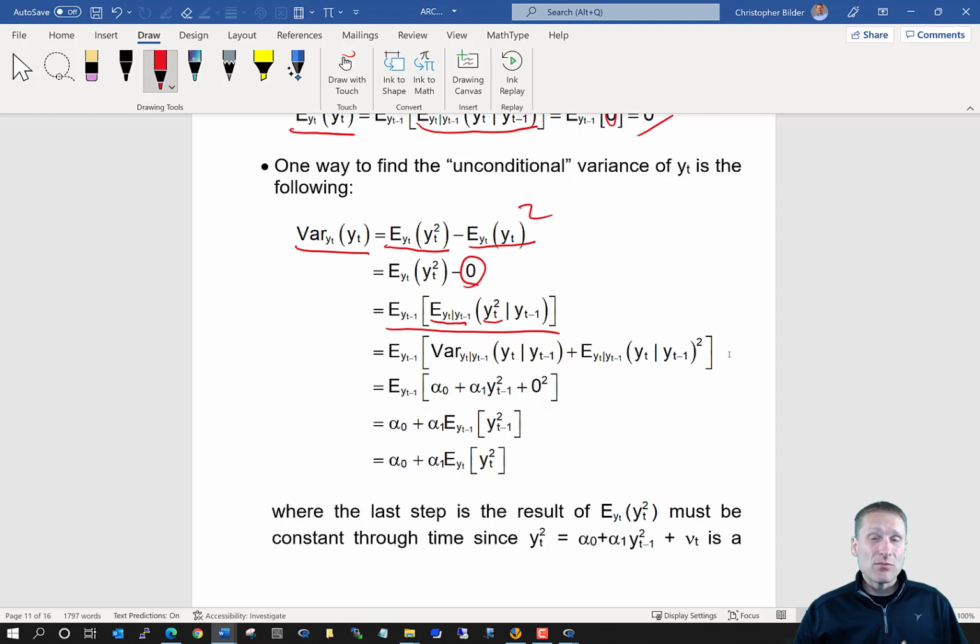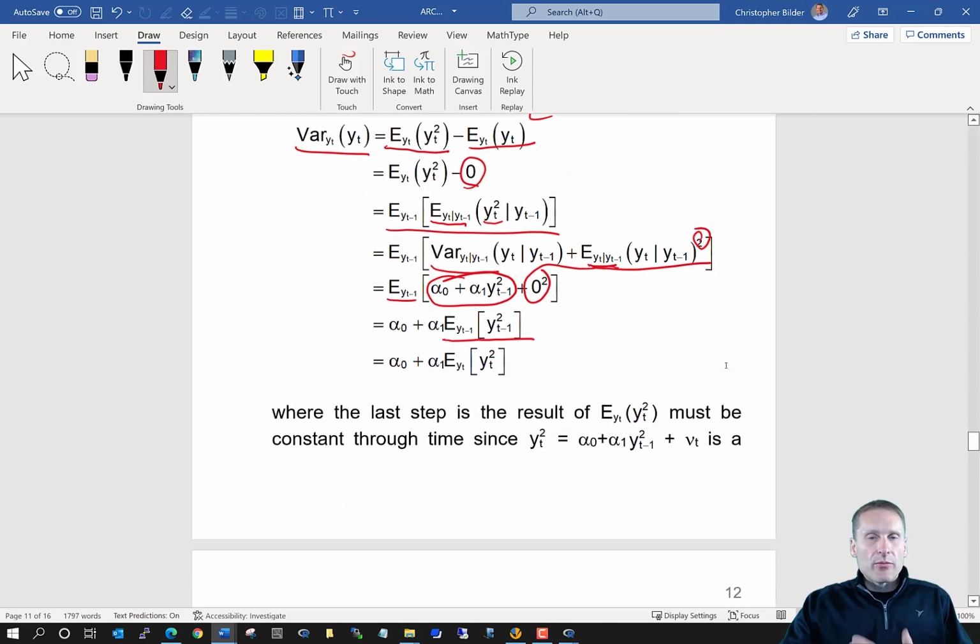So this is a second moment. I can rewrite it in terms of the variance plus the expected value squared. This expected value we know is 0. This variance is essentially what we're modeling: alpha 0 plus alpha 1 times y sub t minus 1 squared. Now I have this expected value with respect to y sub t minus 1. I can move my expectation through the sum, and this is what I get here.